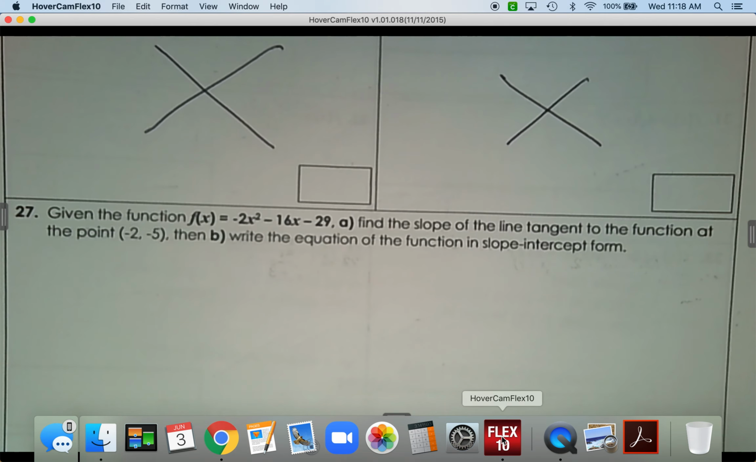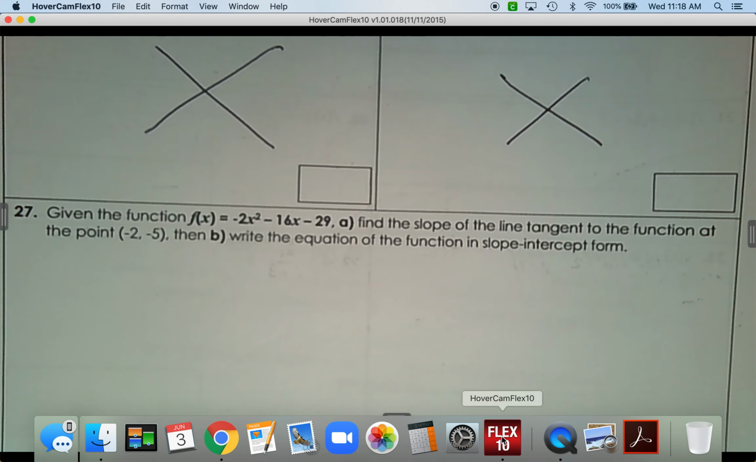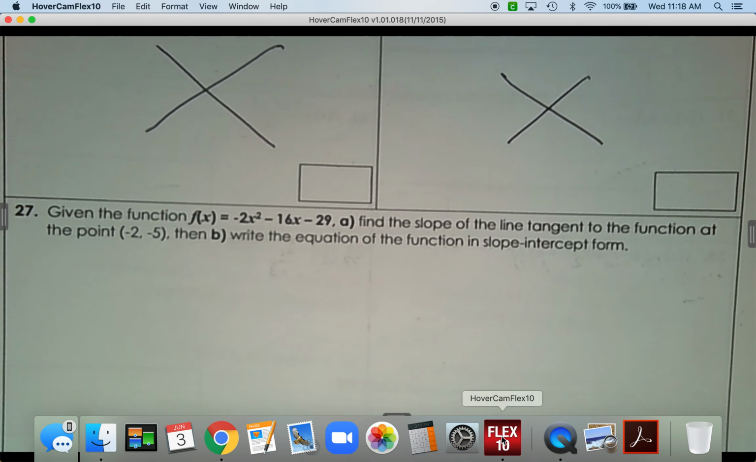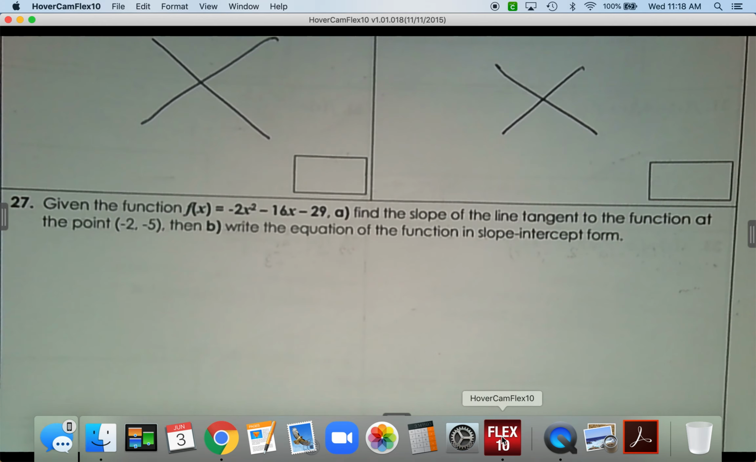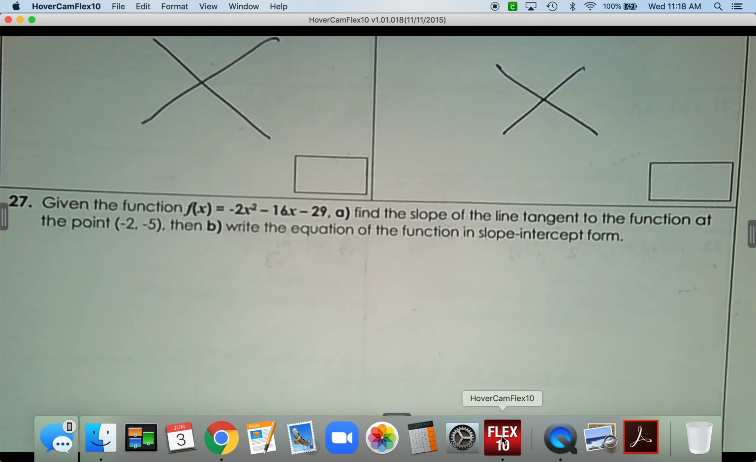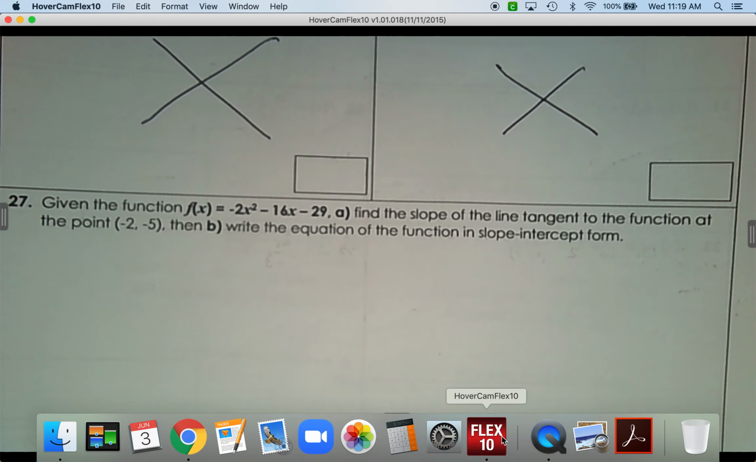Given the function, find the slope of the tangent to the function at that point, then write the equation of the function in slope-intercept form. Now, if you chose to do limits here, awesome, but the only time you would choose to do a limit definition of a derivative is if you are told you must do the limit. I see nothing that says you must do the limit. So I'm sorry if you did the limit as x approaches negative 2 or as h approaches 0, you'll get the same answer, but I'm not.